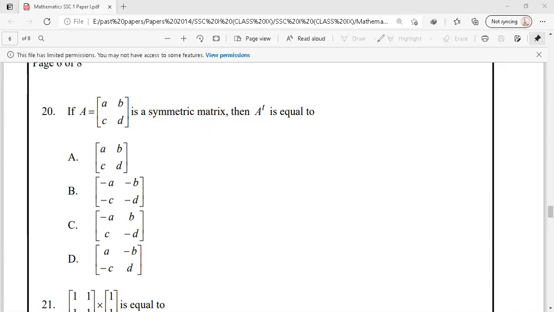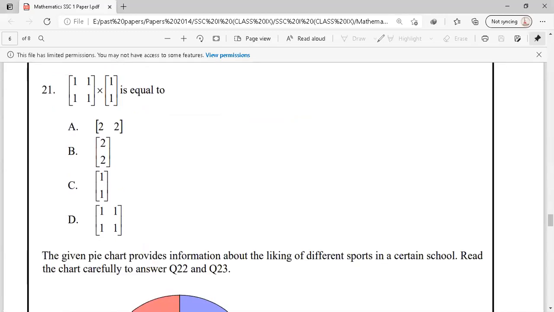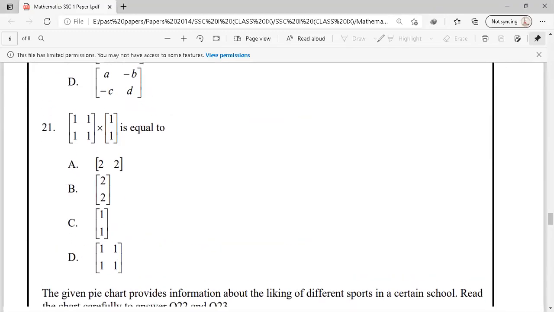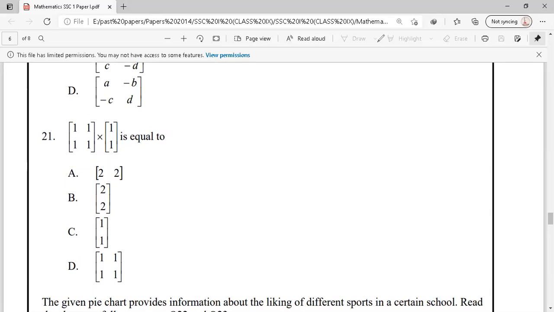Let's see our next question, question number 21. In question number 21, we have to multiply these two matrices. The order of this is 2 by 2 and the order of the next matrix is 2 by 1. As we can see, multiplication is possible because the columns in the first and the rows in the second are the same, and our answer would be of order 2 by 1. So this is of order 2 by 2.